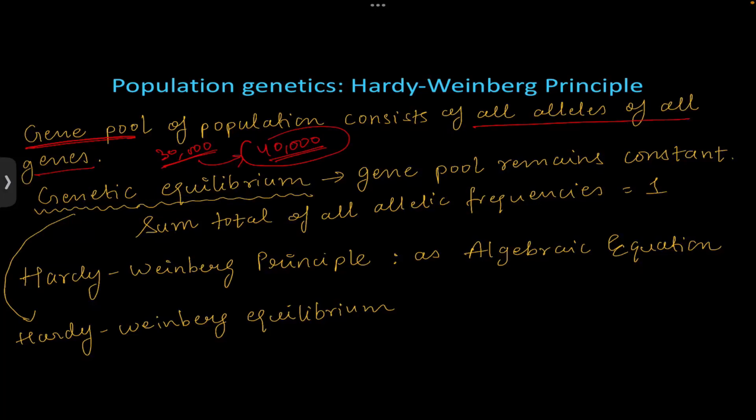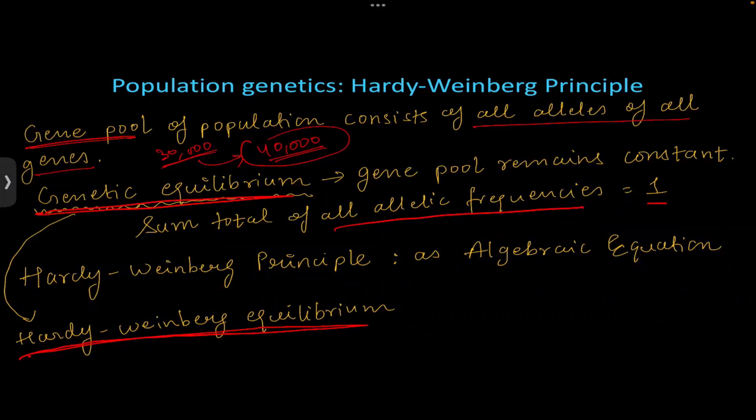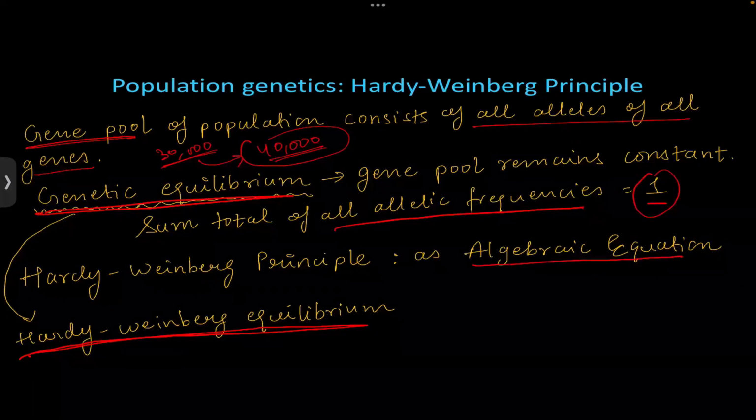Another term important for you to understand is genetic equilibrium, also referred to as Hardy-Weinberg equilibrium. This means that when the gene pool remains constant and does not change from one generation to the next generation, the population is said to be in genetic equilibrium or Hardy-Weinberg equilibrium. Under genetic equilibrium, the sum total of all allelic frequencies is 1. When you add up the allele frequencies of all the alleles for all the genes, you will get the value 1. This is only possible when the population is in genetic equilibrium. One can actually write the Hardy-Weinberg principle in terms of an algebraic expression.